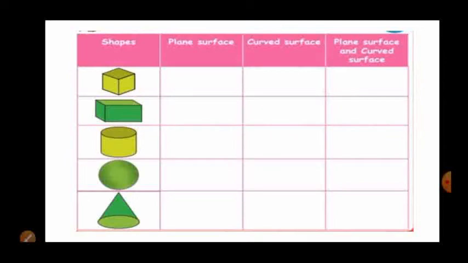Next, some shapes are given here. We have to identify which shapes have a plane surface, a curved surface, or both plane and curved surface. First one cube, after that cuboid. Both have plane surfaces. The next one, cylinder. It has both plane surface and curved surface. The next one, sphere. It has a curved surface. The last one, cone. It has both plane surface and curved surface.